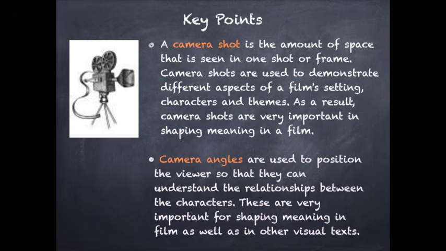A camera shot is the amount of space that is seen in one shot or frame. Camera shots are used to demonstrate different aspects of a film's setting, characters, and themes. As a result, camera shots are very important in shaping meaning in a film.